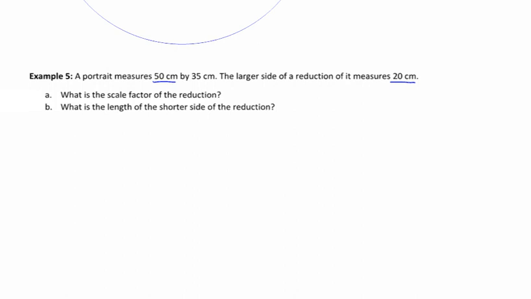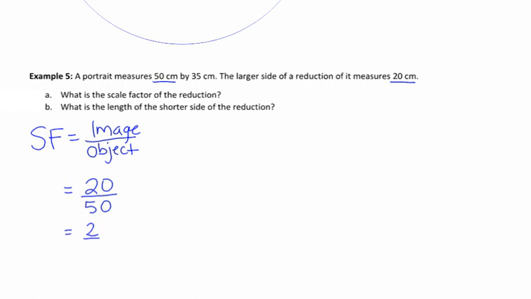So what's the scale factor? So scale factor, again, is your image, your new one over your original object. So what scale was used if my image gave me 20, but originally that same side was a 50? Simplified 2/5, or you could say 0.4. So we know it's a reduction because my scale factor is less than 1, and also we can see we started with 50 and now we're down to 20. So that is our scale factor.